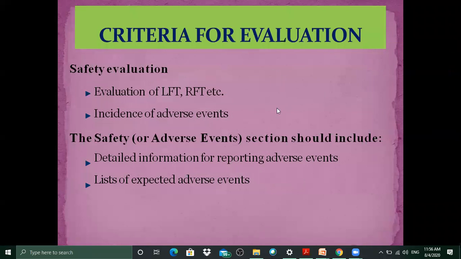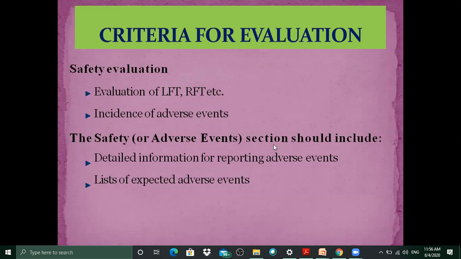So in safety evaluation, we always do LFT and RFT, that is liver function test and respiratory function test, which is compulsory to make sure that the patient or the subject is safe throughout the study. Incidences of adverse event have to be notified. So all this comes under the safety evaluation part.